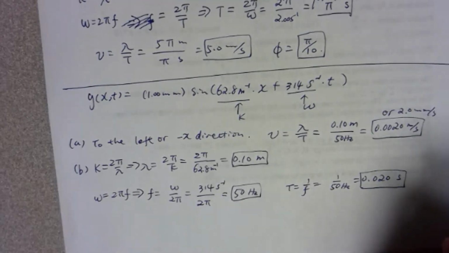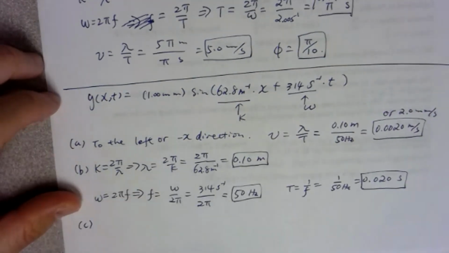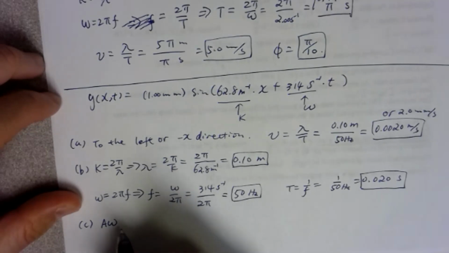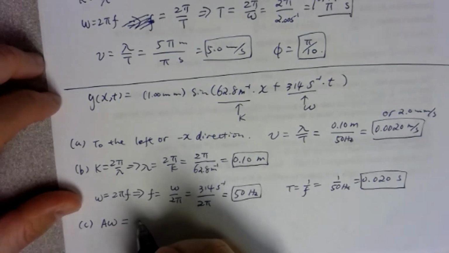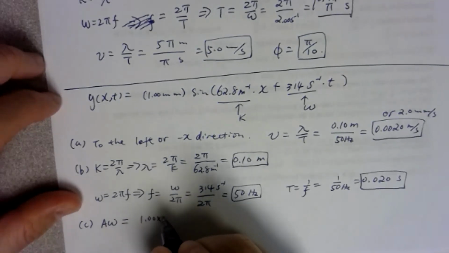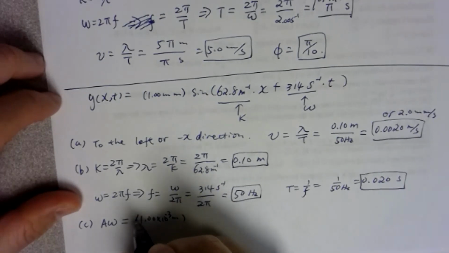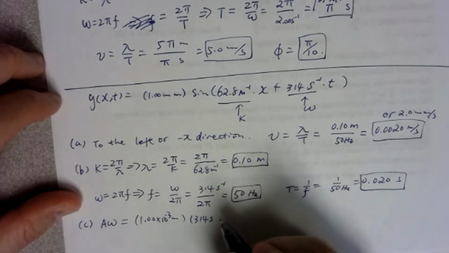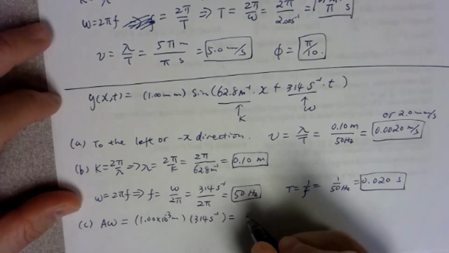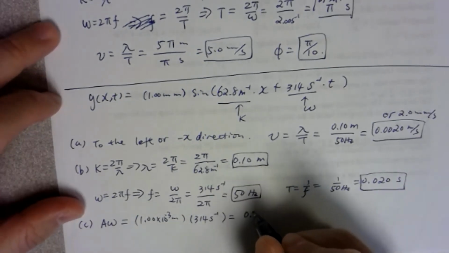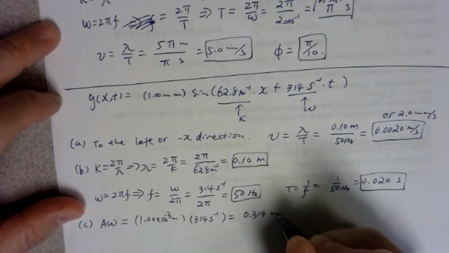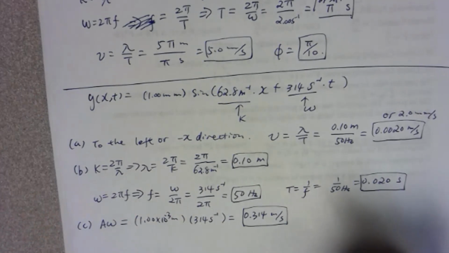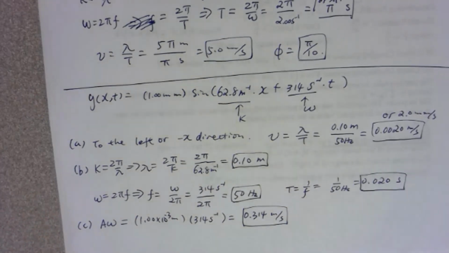Now let's see the maximum speed at any given point. The maximum speed is A omega. A is 1.00 times 10 to the minus 3 meters, and omega is 314 second inverse, so that gives 0.314 meters per second, the maximum speed.